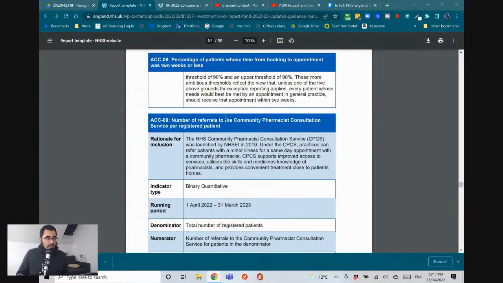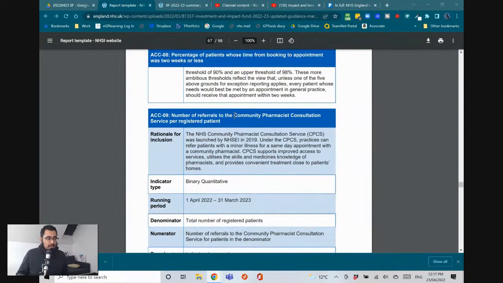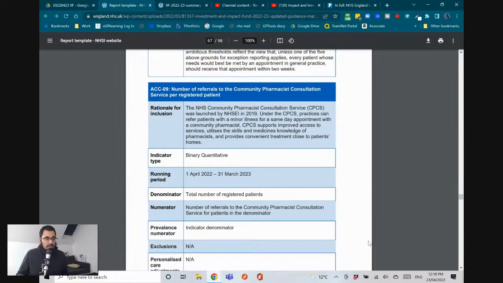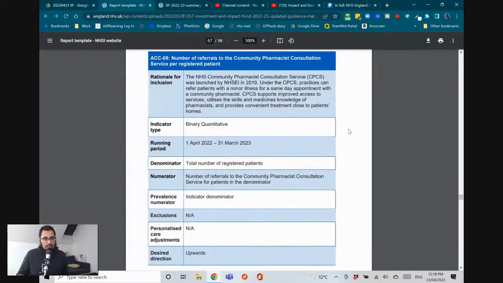Number of referrals to the community pharmacist consultation service per registered patient. So this is the new service that's been set up over the past few months, designed to try and support general practice. How supportive that is varies, I think, in different areas. I know, for example, for our network population, none of the pharmacies have actually agreed to do this. That's been a bit of a challenge, although I think one of them is just about to start doing so. So hopefully that will mean we have a service, because actually we've not even had the option of referring patients to these services in our population.